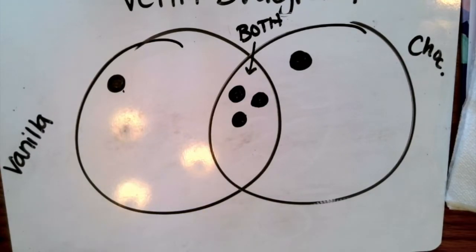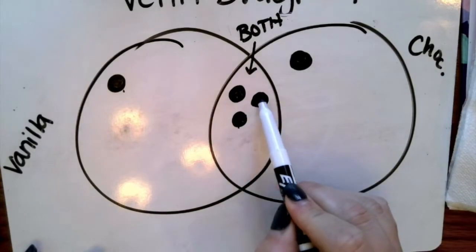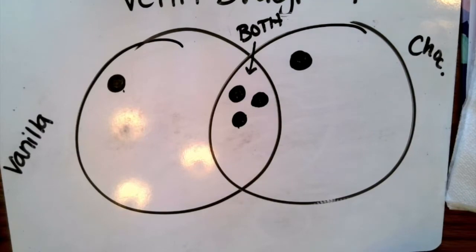How many children like only chocolate? 1. How many people like both chocolate and vanilla? 3. How many people like chocolate ice cream? Now notice that I did not say only chocolate. I said how many like chocolate, and that would be 4.